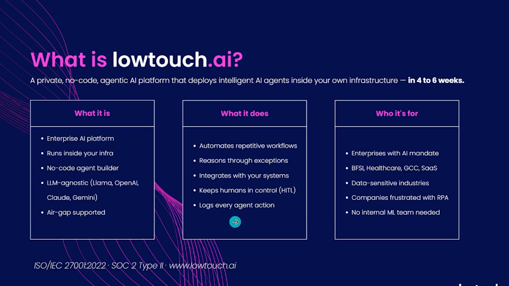Now, what are the capabilities? It can automate all the repetitive workflows, reasoning through exceptions, with integrations to other systems like CRM systems, core banking systems, or any other systems we can integrate via APIs or SQL. And it always keeps humans in control. When you need something to be reviewed and approved, we can include humans in the loop. So HITL is supported out of the box. And every action is logged, so you have all the audit entries available within it.